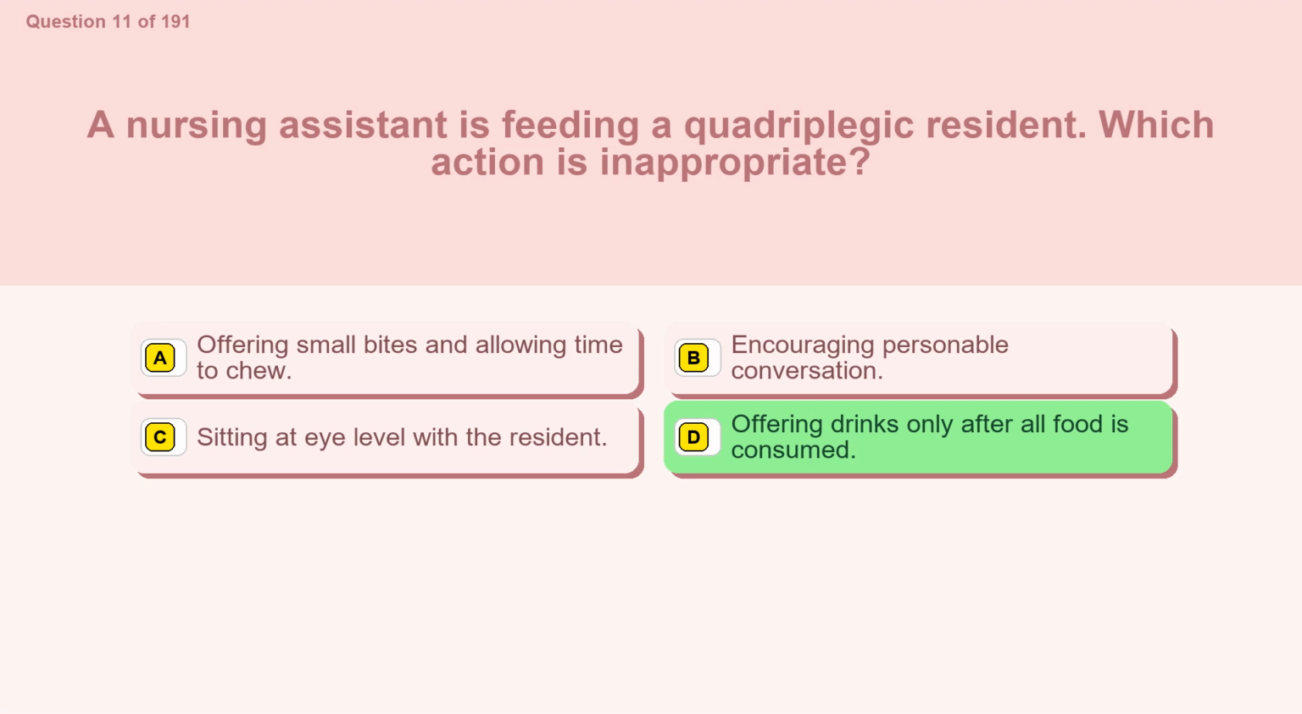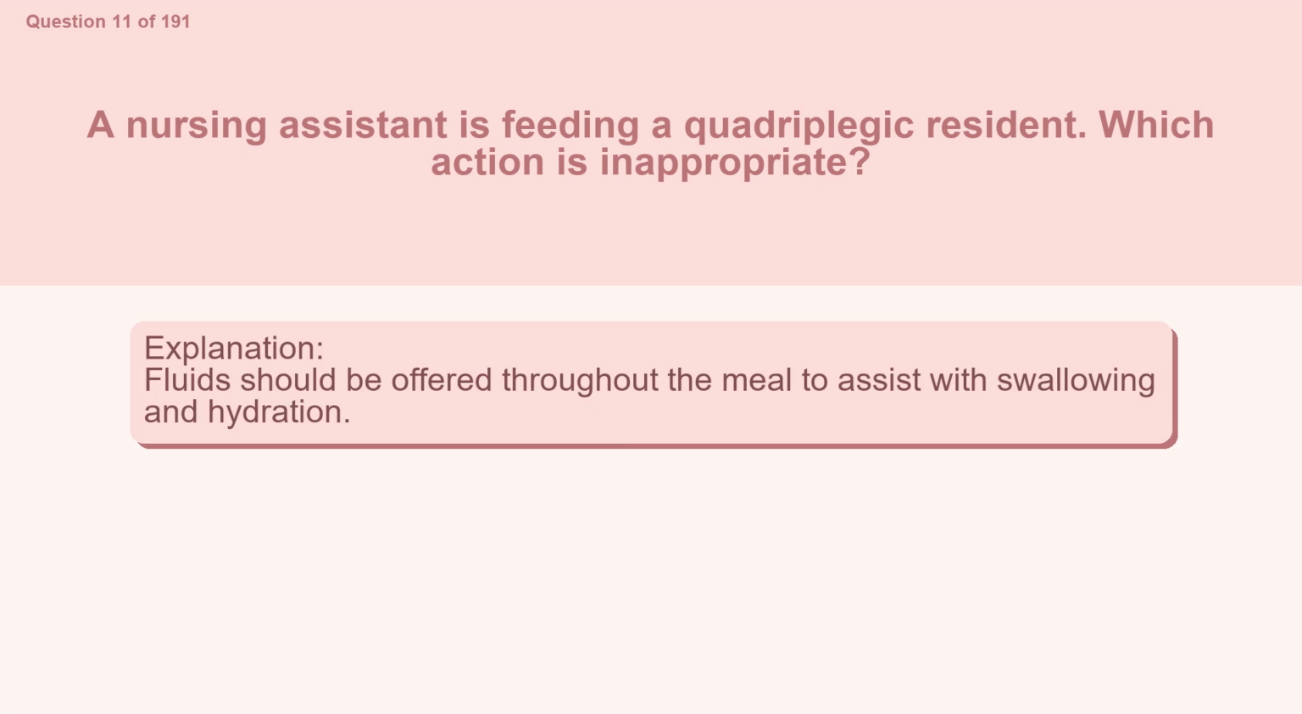The correct answer is option D, offering drinks only after all food is consumed. Fluids should be offered throughout the meal to assist with swallowing and hydration.